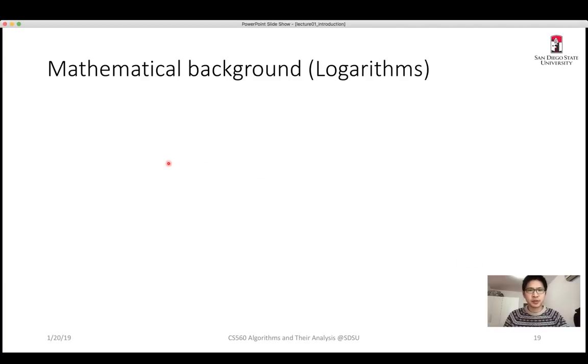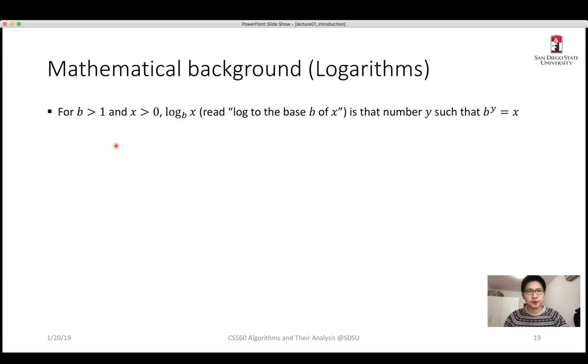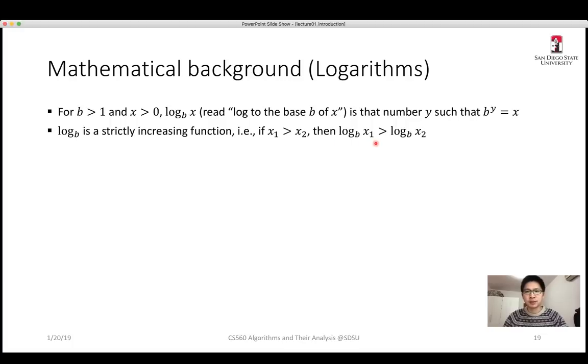The next mathematical background is the logarithm function. A logarithm function is defined as follows. For a real number b that is greater than 1 and a real number x that is greater than 0, the log to the base b of x is defined as the number y such that b raised to the power of y equals x. And this log function is a strictly increasing function. That means for a number x1 that is greater than x2, the log of x1 is also greater than the log of x2.